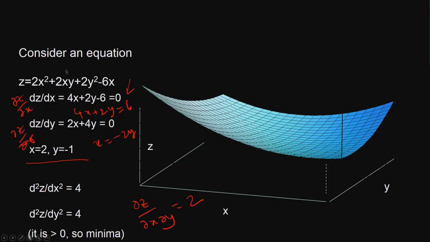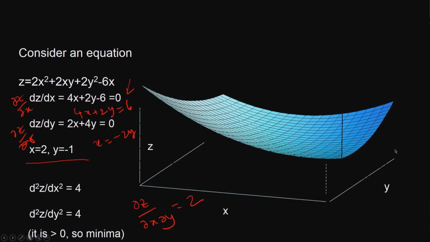this particular function. Okay, if you draw them graphically, as you can see the x axis is an independent variable, y axis another independent variable, z is your dependent variable. So it is a parabolic plane, so it goes like this, and you get the minimum at x is equal to 2 and y is equal to minus 1.